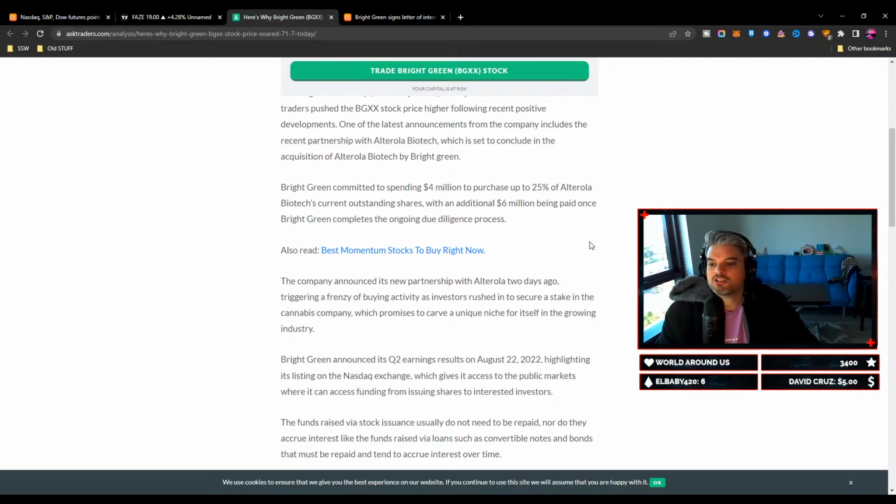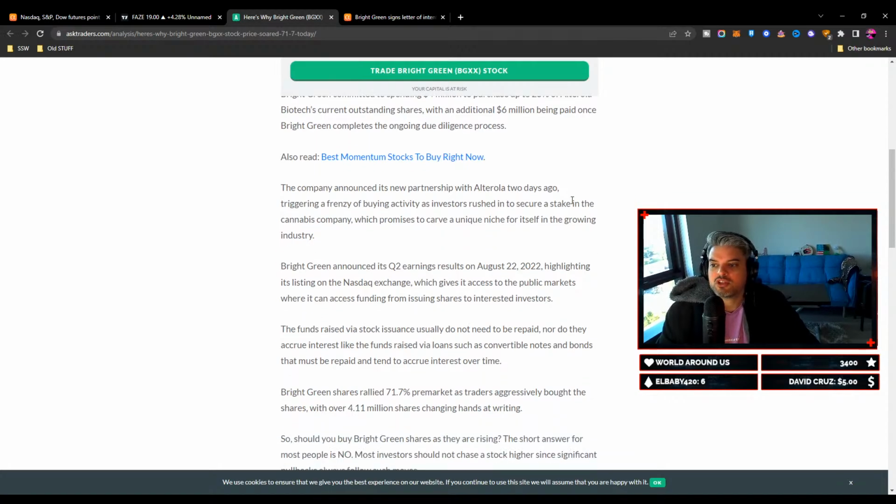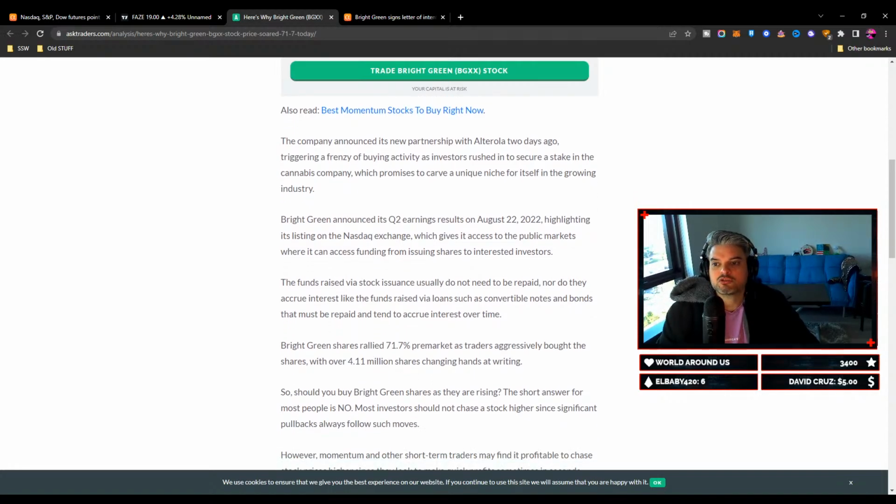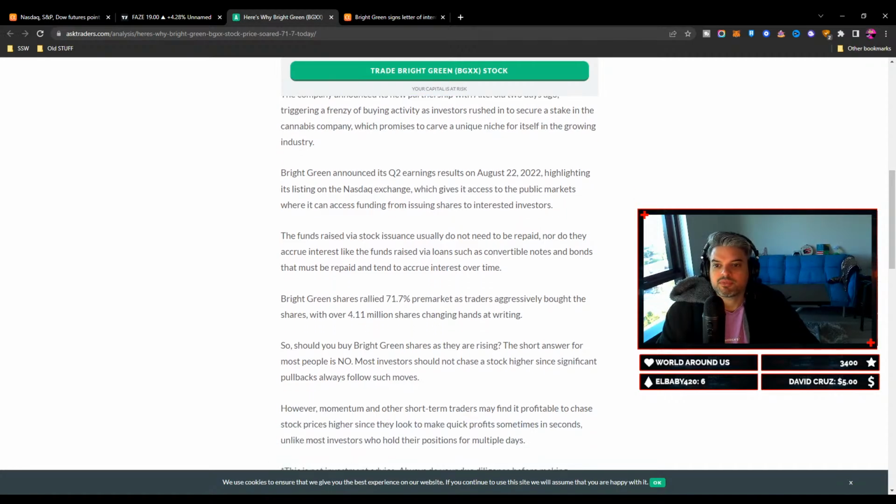The company announced its new partnership with Alterola 2 days ago, triggering a frenzy of buying activity as investors rush in to secure a stake in the cannabis company, which promises to carve a unique niche for itself in the growing industry. Bright Green announced its second quarter earnings results on August 22, 2022, highlighting its listing on the NASDAQ exchange, which gives it access to the public markets where it can access funding from issuing shares to interested investors.